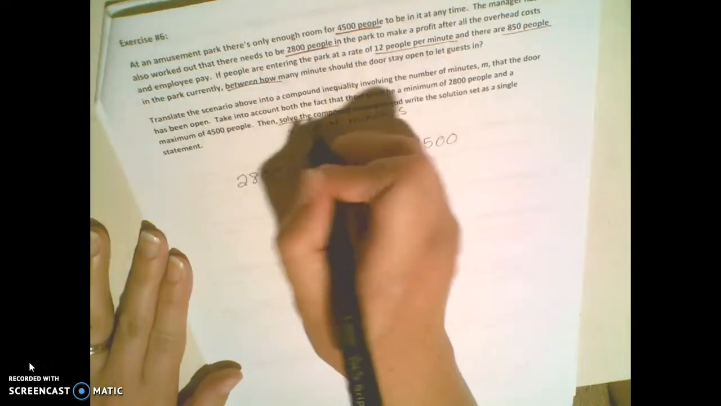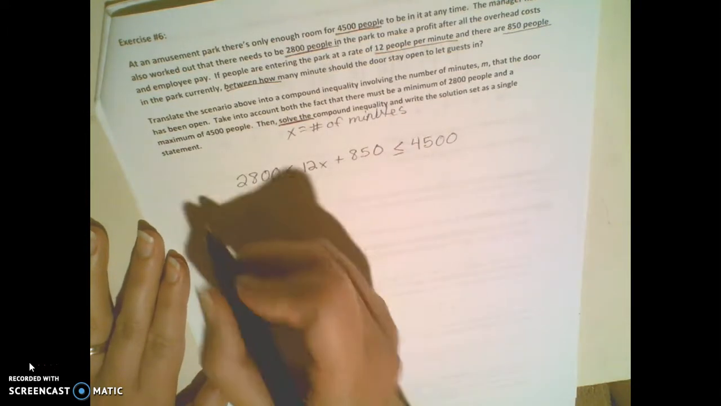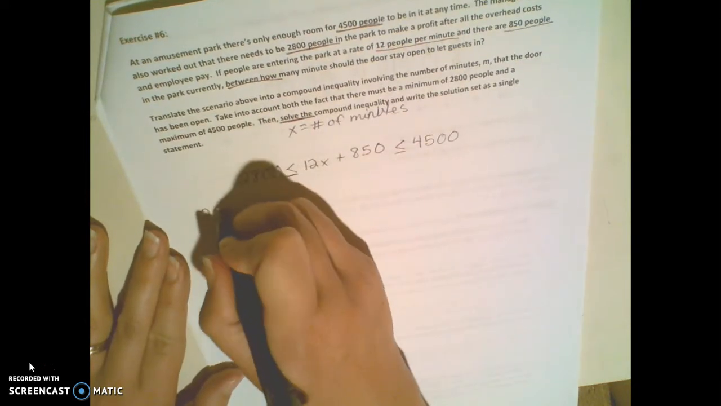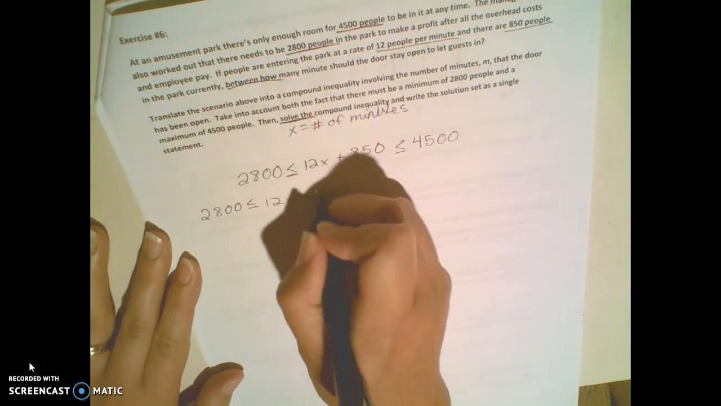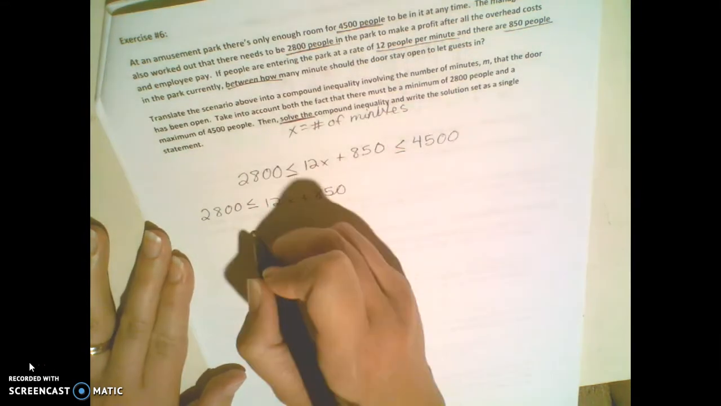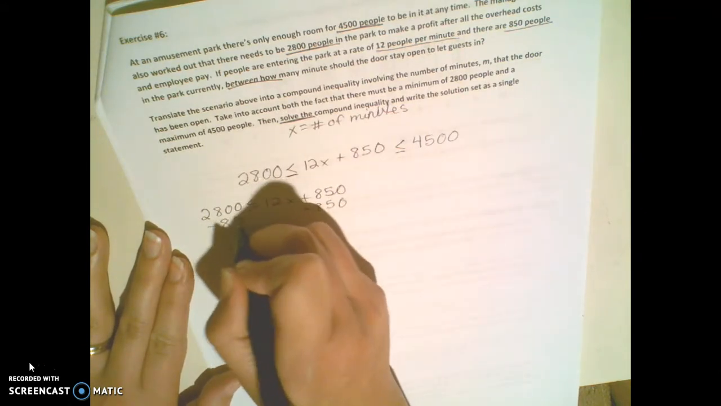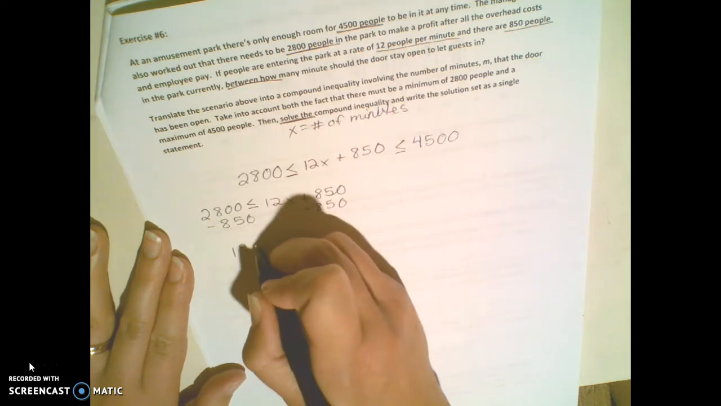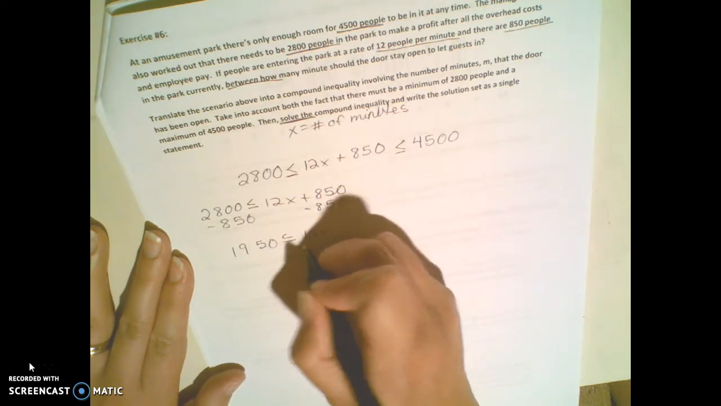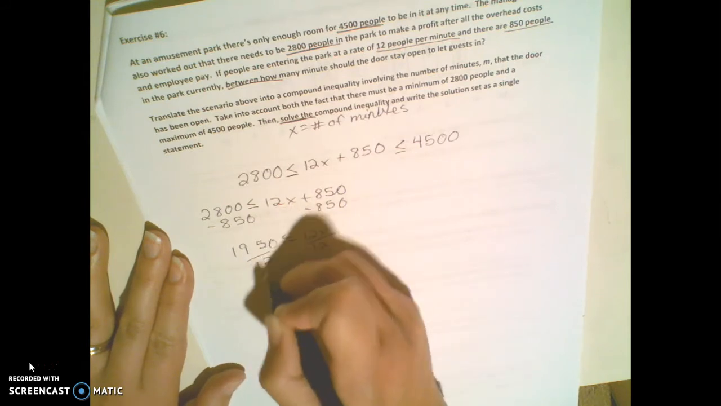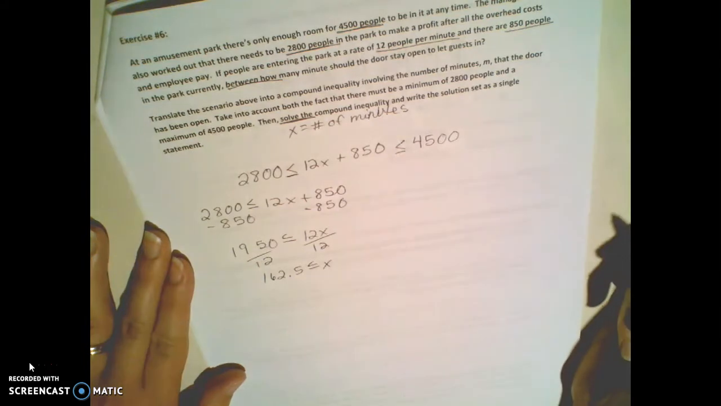And then we want to solve the compound inequality. It's easier to separate it, at least I think. So I'm going to rewrite them separately so that I can solve. And so I'm going to subtract 850 from both sides. And so I have 1,950 is less than 12x, divided by 12, and I get 162.5 is less than or equal to x.